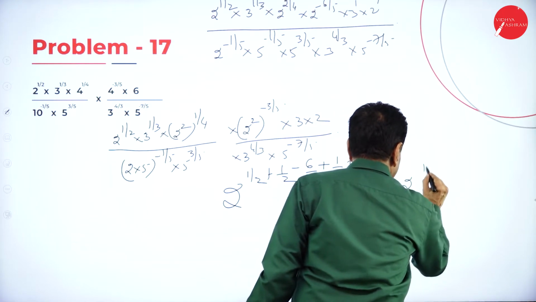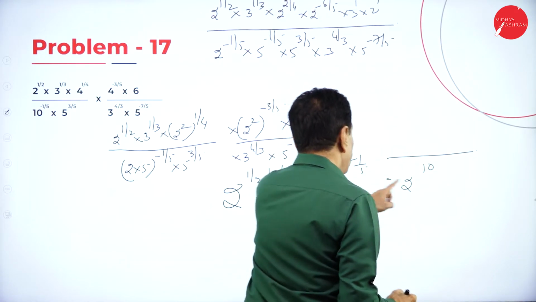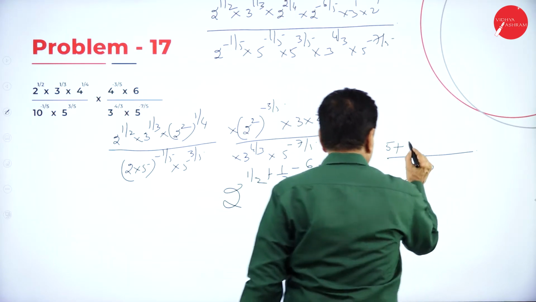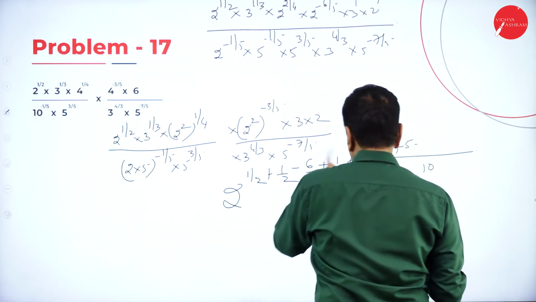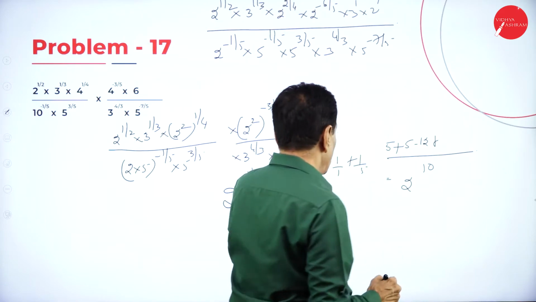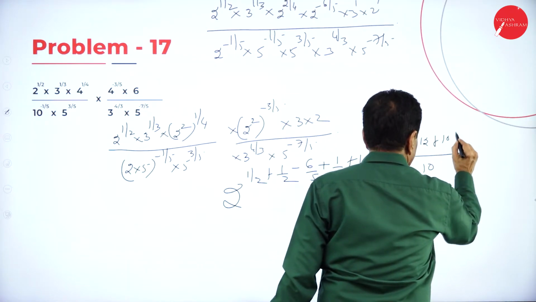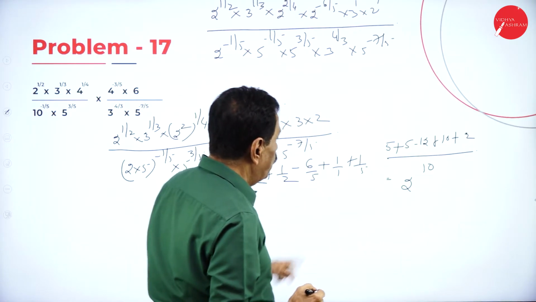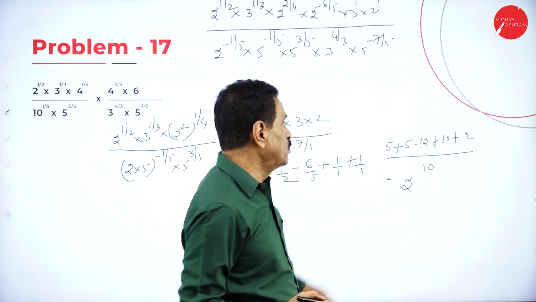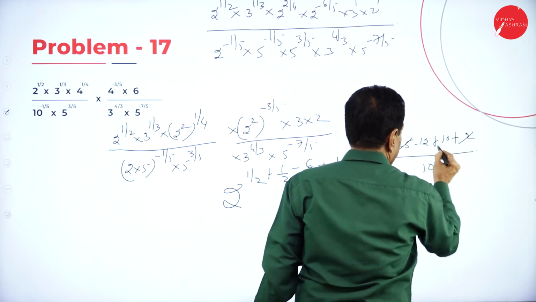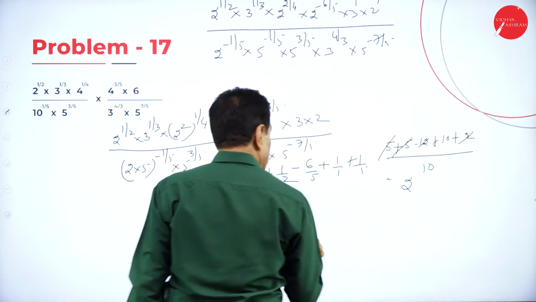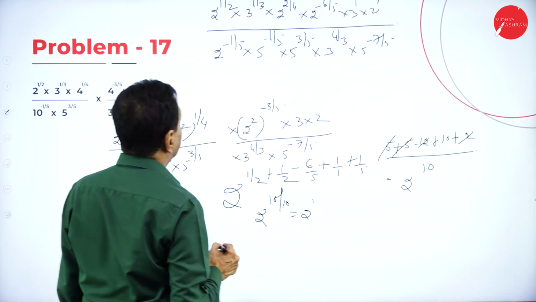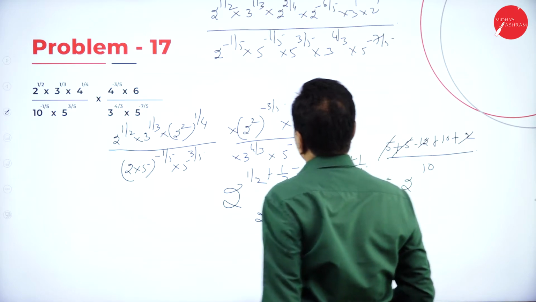You take the 10 as the LCM. 2 5s are 10, 5 1s are 5, 5 2s are 10, 1 10s are 10. 5 2s are 10, 1 2s are 2. So 5 plus 5 is 10, plus 2. What is over? This is 2 to the power of 10 divided by 10. This is 2 to the power of 1.